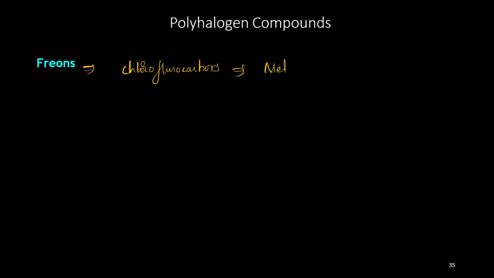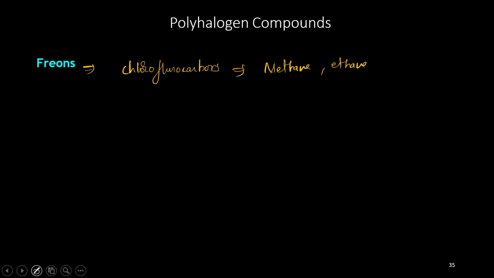Chlorofluorocarbons of methane or ethane. That means you take one carbon that is attached to both chlorine and fluorine, or you take an ethane that is also attached with chlorine or fluorine. Okay, so that collectively is called the freons. So chlorofluorocarbons of methane and ethane, collectively we call these the freons.